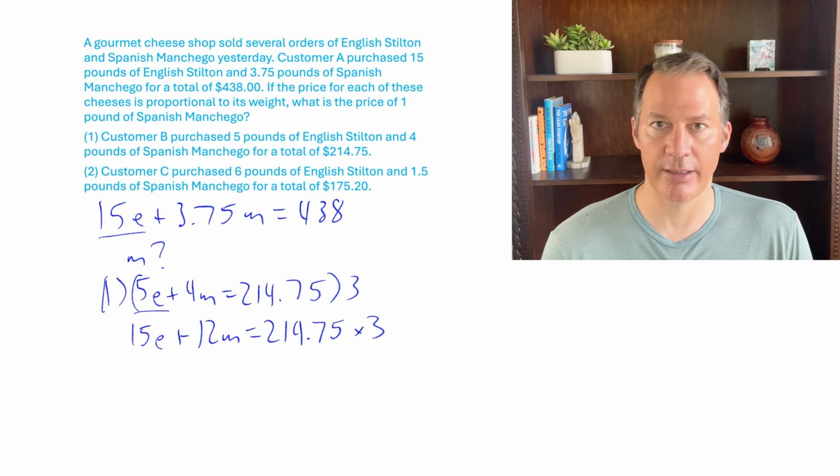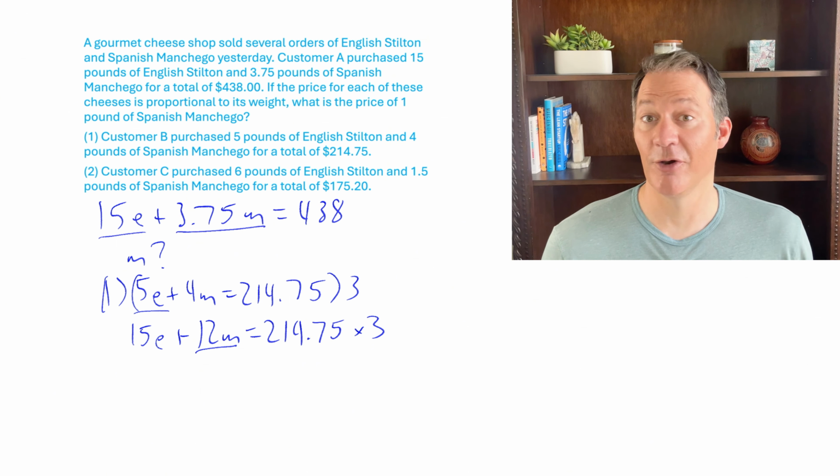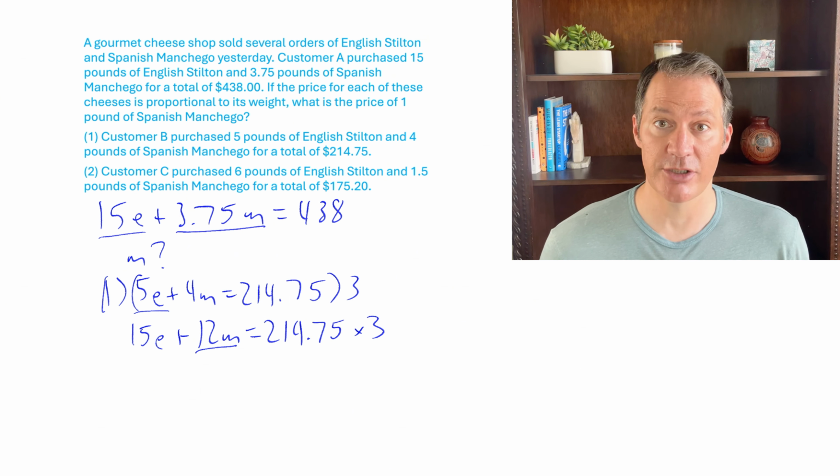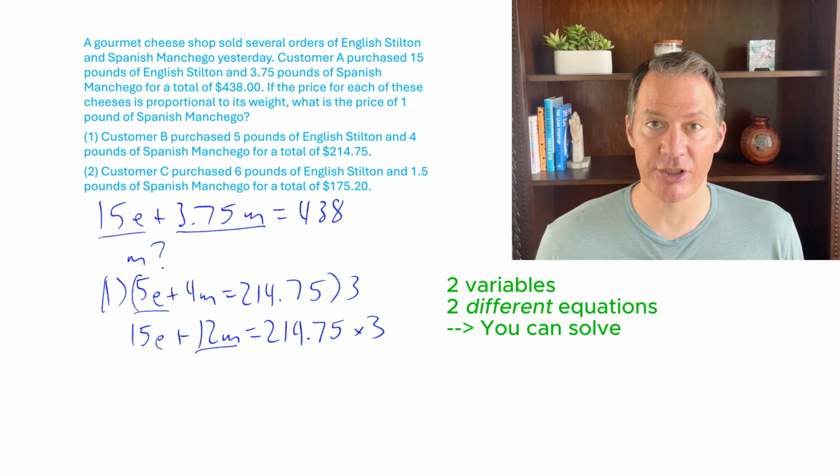No need to actually calculate that, right? But now we can compare. So we have 12m versus the 3.75m. Those are different. So we have two different equations here. This is sufficient. No need to actually work it out.